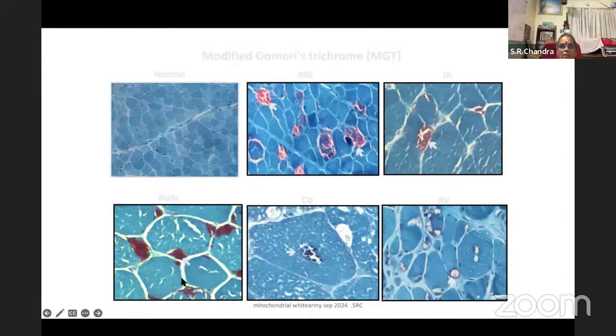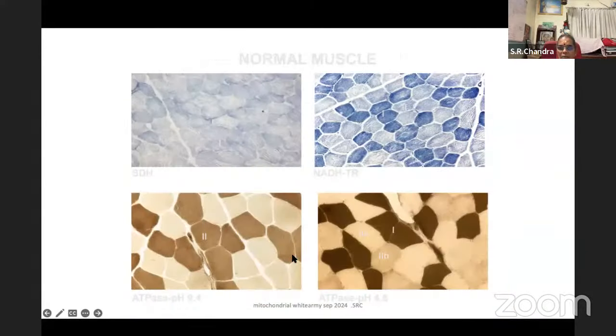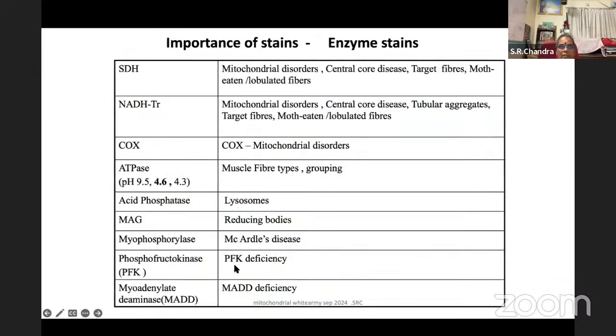So we can see that this is the ragged red fiber in the modified Gomori trichrome stain. This is a ragged blue fiber. This is the NADH-TR, this is SDH stain, this is NADH-TR stain, ATPase stain, and ATPase at pH 4.6. So each one gives a clue regarding the various components of the mitochondrial chain that is absent. Then the importance of stains: SDH stain for mitochondrial disorder, central core disease, target fiber, moth-eaten and lobulated fibers. So each stain is used in one type of condition.